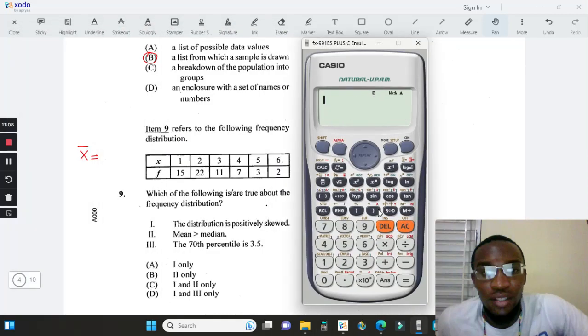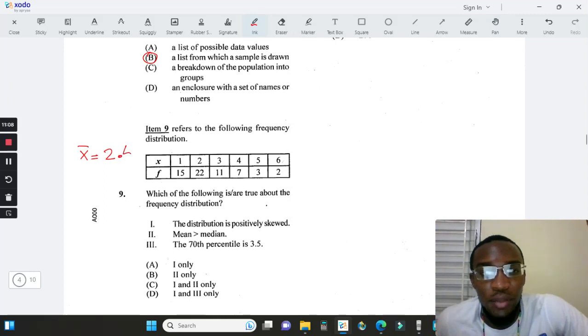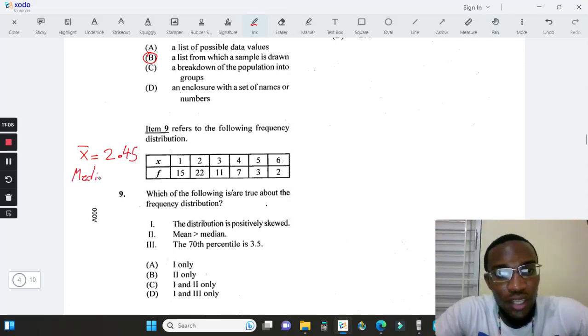To find the mean, remember it is the sum of fx over the sum of f. 1 times 15 plus 2 times 22 plus 3 times 11 plus 4 times 7 plus 5 times 3 plus 6 times 2, then divide by the sum of f. We'll add up 15 and 22 is 37, and 11 is 48, and 7 is 55, and 3 is 58, and 2 is 60. Then we do our division and we get 2.45. So the mean is 2.45. That's x bar.